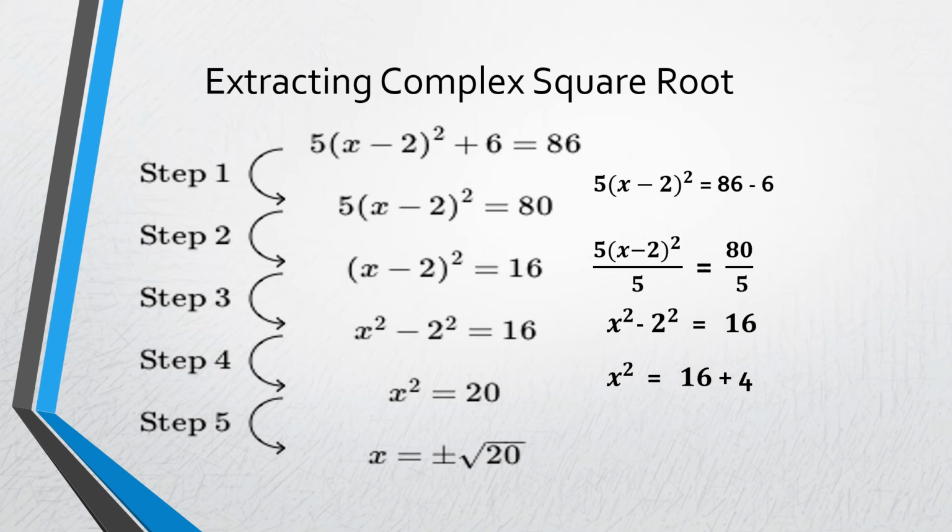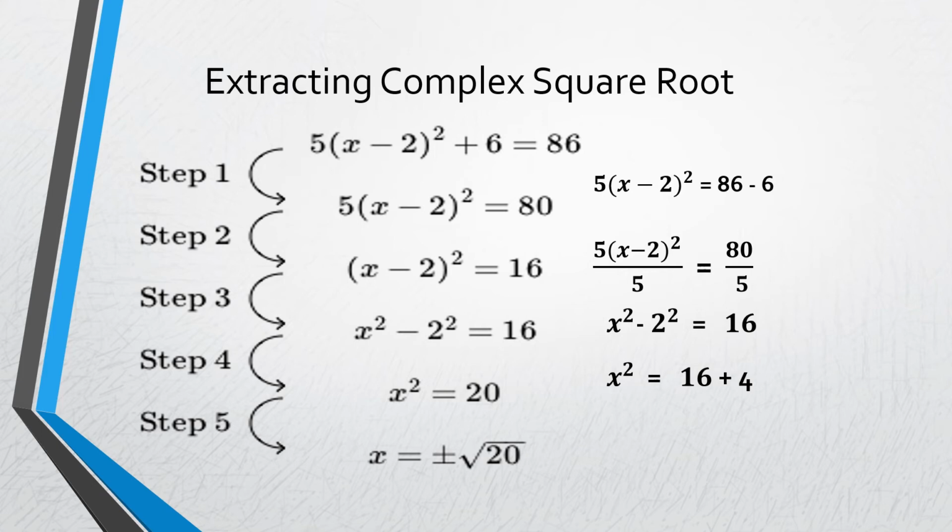remove the coefficient. The coefficient is 5. How? Divide both sides by the coefficient. So, x minus 2 squared is equal to 80 divided by 5. So, 80 divided by 5, that will become 16. So, x minus 2 squared is equal to 16.